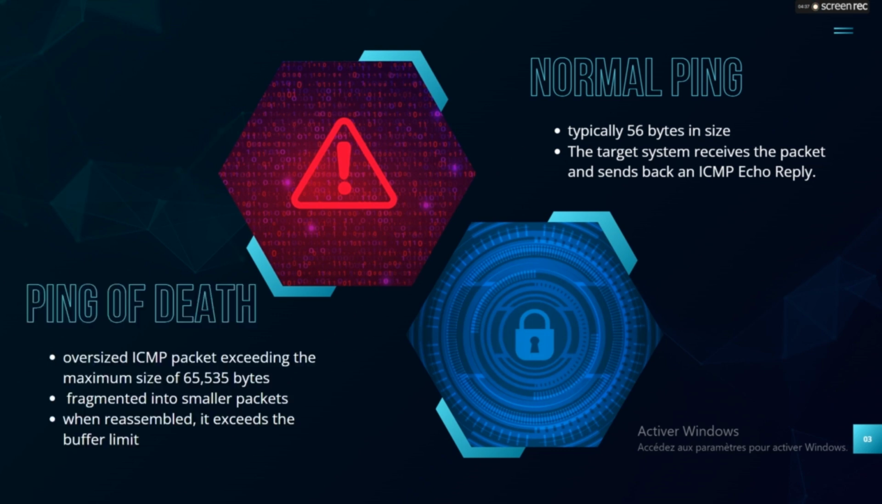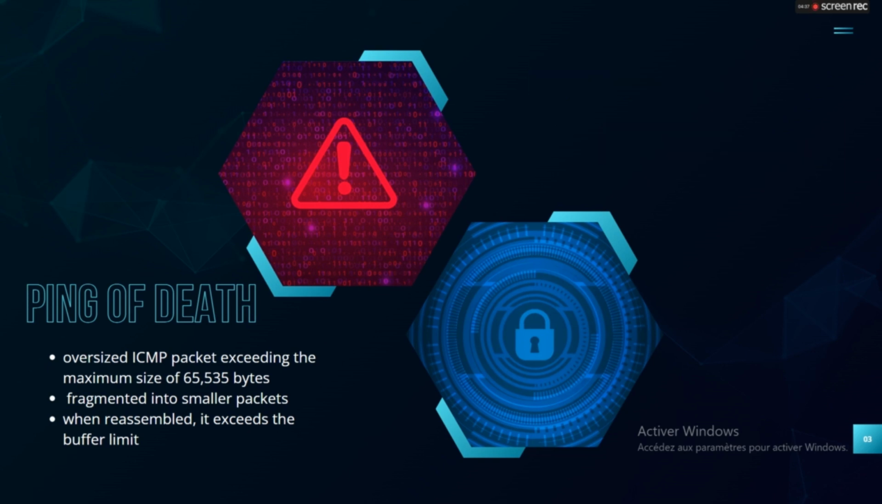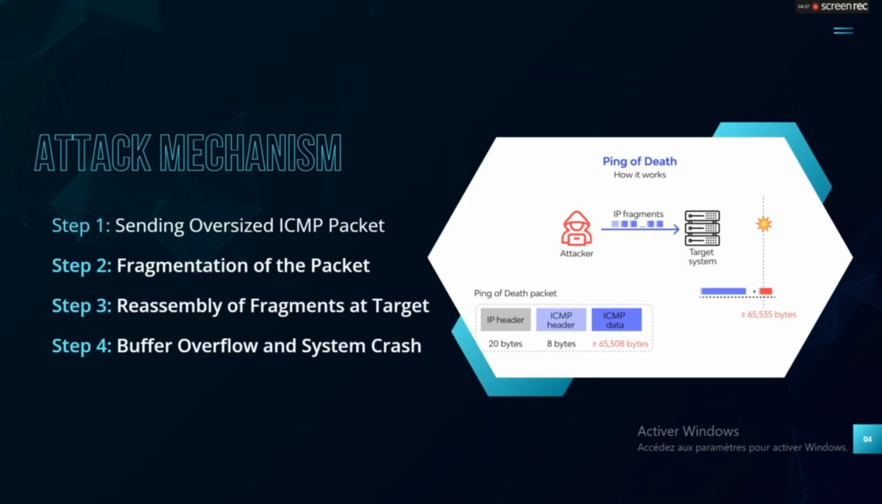In a ping of death attack, an attacker sends an oversized ICMP packet that exceeds the maximum size of 65,535 bytes. This packet is fragmented into smaller packets, which, when reassembled by the target system, exceed the buffer limit, leading to a crash or other instability. So we can notice that the mechanism of this attack goes through 4 steps. Now let's look at how the ping of death attack works step by step.